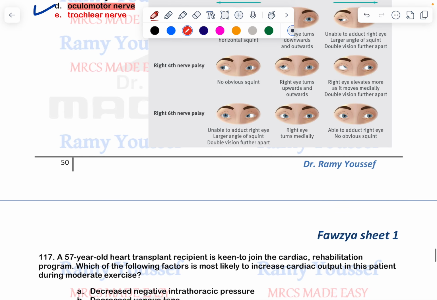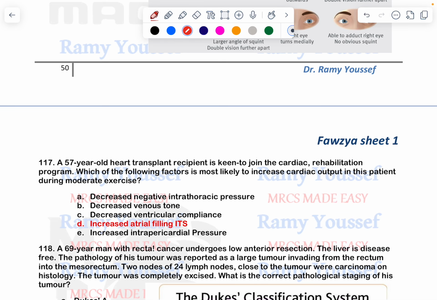A 69-year-old man with rectal cancer undergoes low anterior resection. The liver is disease-free. Pathology of the tumor is reported: large tumor invading from the carcinoma into the mesorectum, 2 nodes positive. The tumor is completely excised. This is the correct pathological staging.